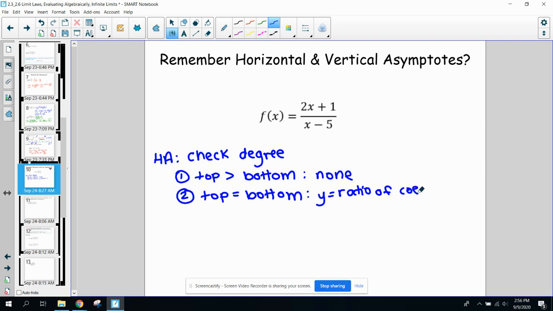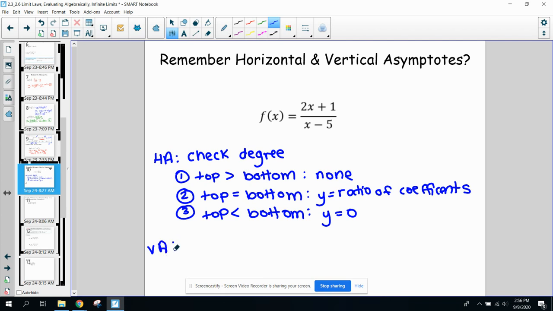If you remember, that's just the highest exponent on the top and the bottom. If they're the same, we take the numbers in front and we divide them. And then our third option is if the top is less than the bottom. When that happens, you have a horizontal asymptote of y equals 0. This will come in handy, so try to remember as much as you can.